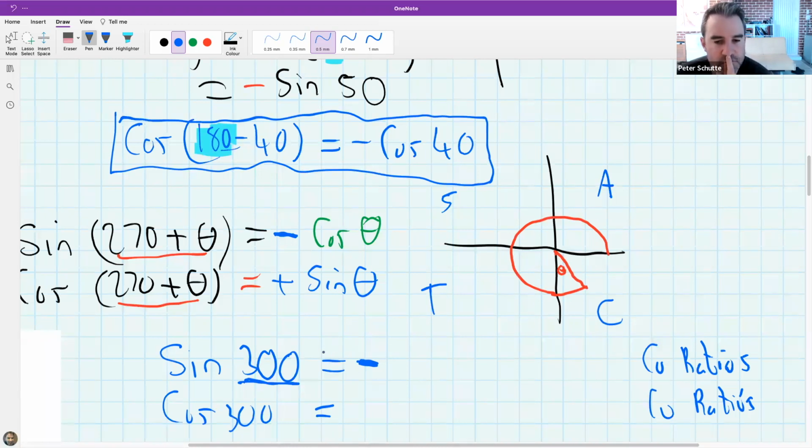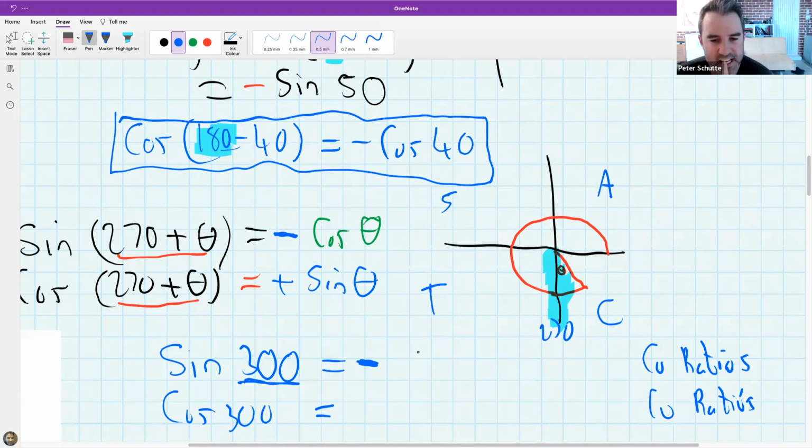Cos 60. So cos 60 would be using the horizontal. So don't you think the nearest vertical axis to 300 would be 270? Are you following me? So I'm showing you a particular method. So in this case, 270 is the closest vertical axis to 300. How far away is 300 from 270?